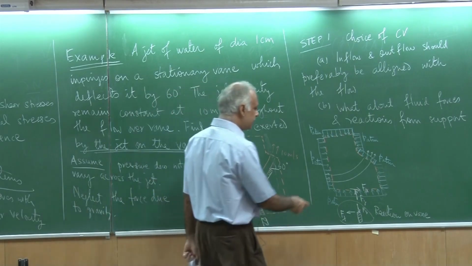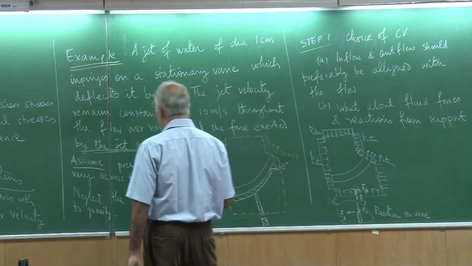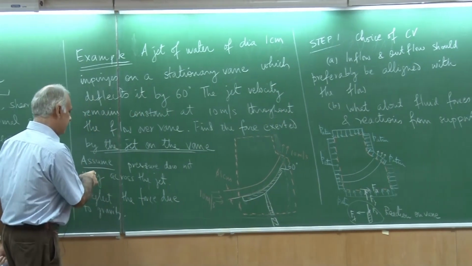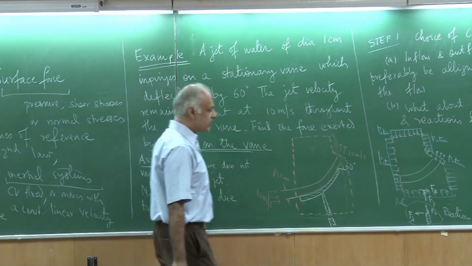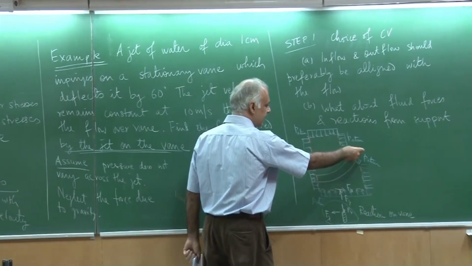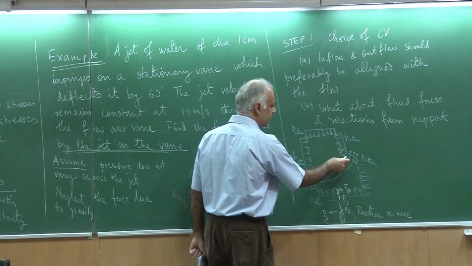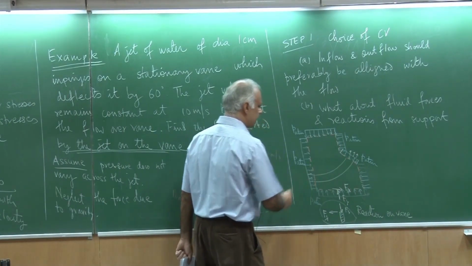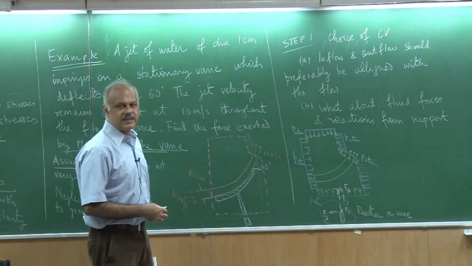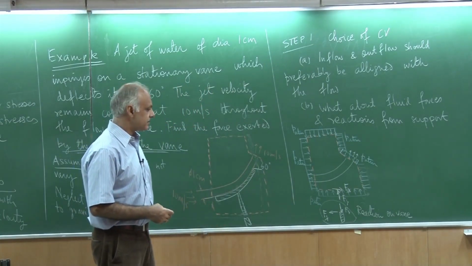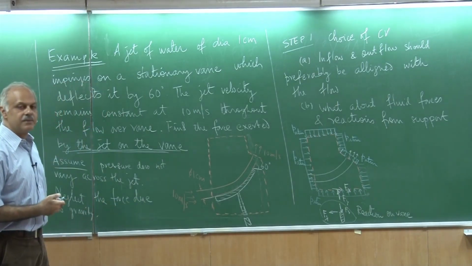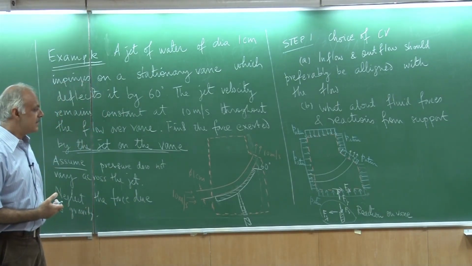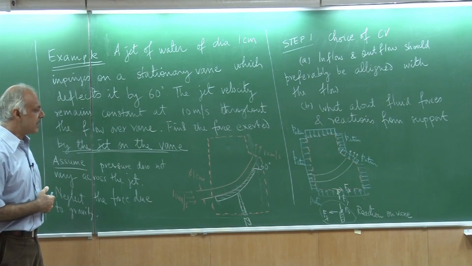And that's where the assumption that we have been given in the problem is useful. It says that the pressure does not vary across the jet. So I have been able to assume that because this jet is exposed to the atmosphere, there is atmospheric pressure across the entire diameter of the jet. If I don't make that assumption, then the problem becomes a little bit more complicated, and one will have to work a little bit harder.